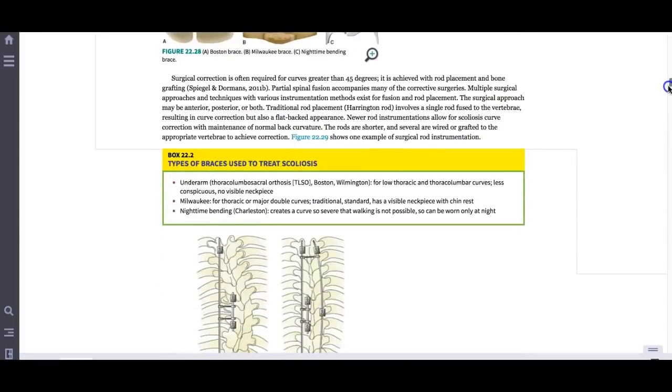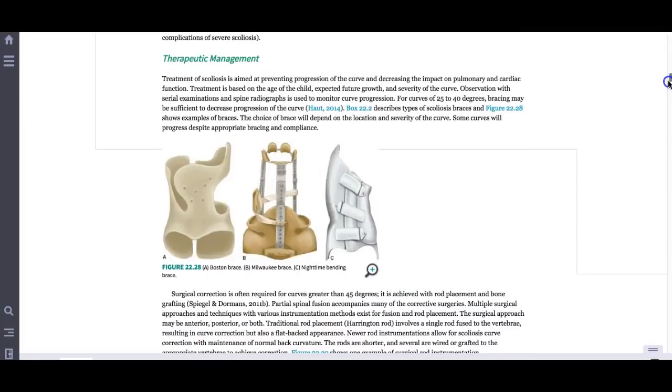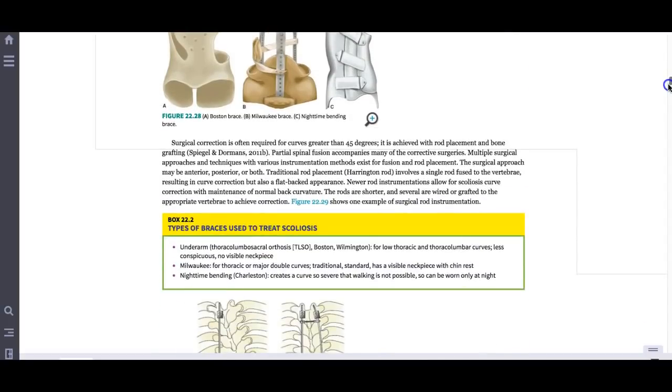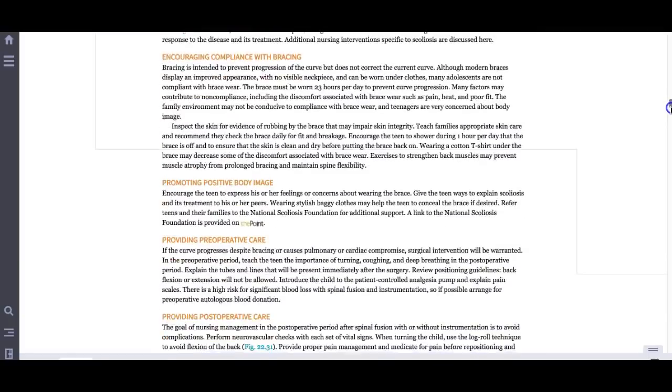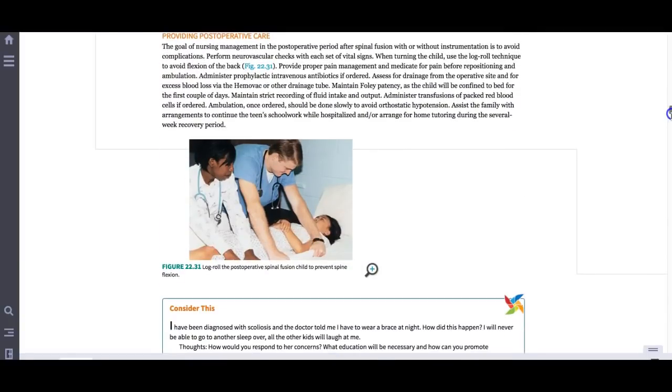All right, and then scoliosis. Here are some braces that they use for scoliosis. Again, they brace about 30 degrees. So, all right, here's the pictures that we saw again. Here's log rolling after a spinal fusion.